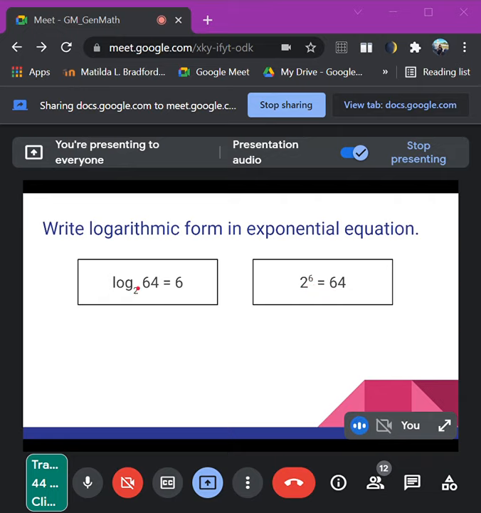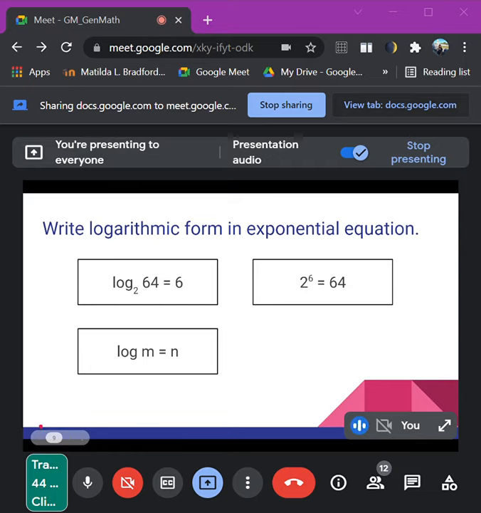Di ba, we said that this 2 here is the base. And then your equal, in your logarithmic form, that is your exponent. And then your 64 there is on the right side. Questions? Okay, let's go to the next example.